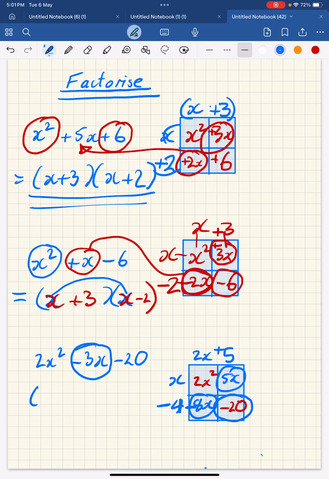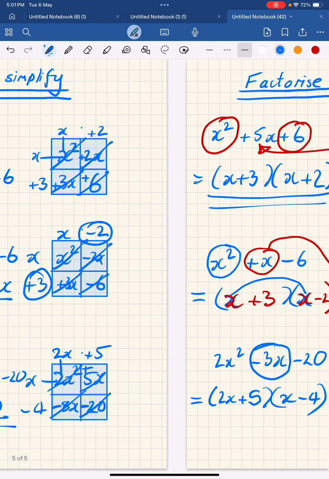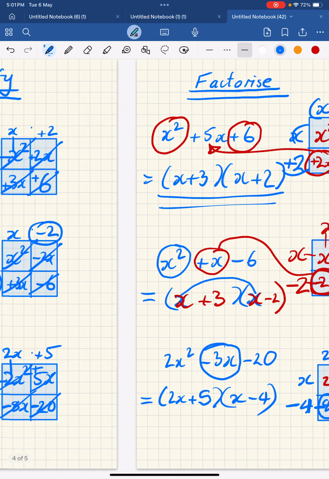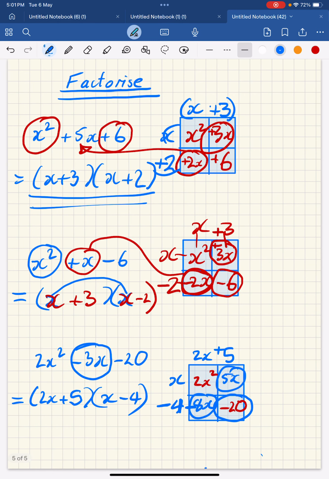And the final factorisation then is the 2x plus 5 and the x minus 4. And if we cross-check, here was the previous work we did. 2x squared minus 3x minus 20. We created that from the 2x plus 5 and the x minus 4. Yep, there we go.